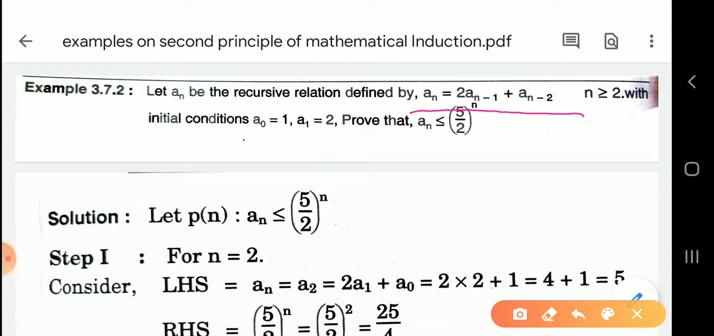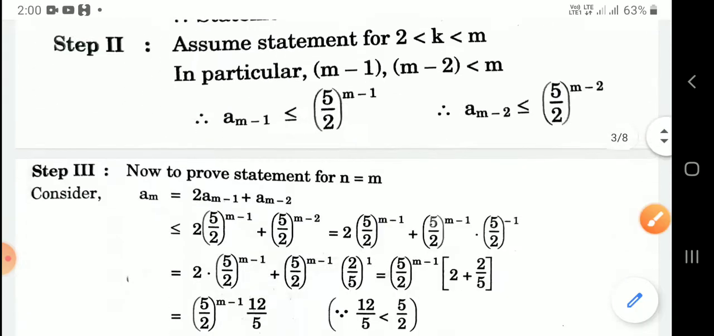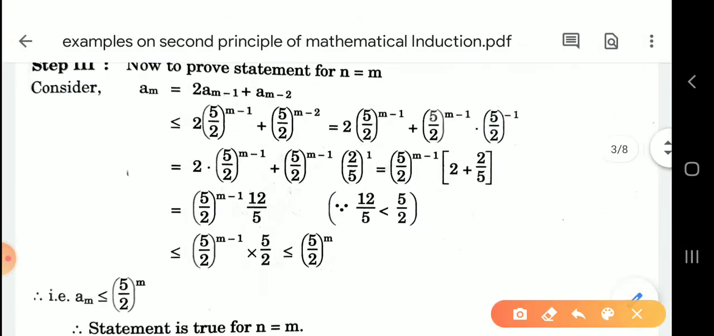So here replace n by m: 2a(m-1) + a(m-2). By a previous step, here we substitute the value of a(m-1). The value of a(m-1) is 5 upon 2 raised to m minus 1. The term a(m-1) is less than or equal to that term, 2 into 5 upon 2 raised to m minus 1, plus a(m-2), which is less than or equal to 5 by 2 raised to m minus 2. This statement holds for the terms which are less than m.